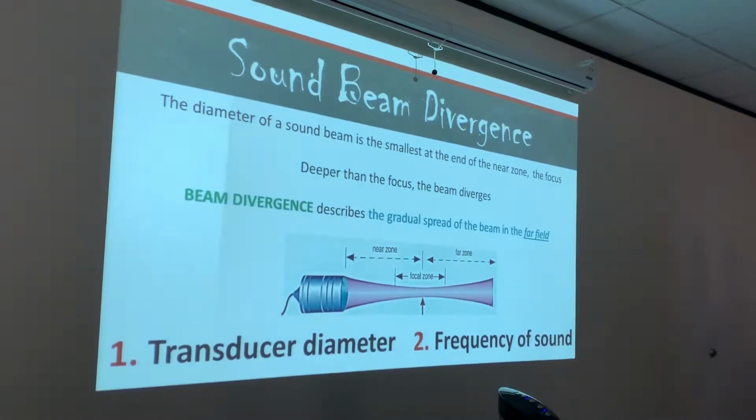The diameter of the sound beam is the smallest at the end of the near zone. What's that also known as? The end of the near zone is the focus, also known as the focal point. That's also the beginning of the Fraunhofer zone, the beginning of the far zone. Deeper than the focus, the beam diverges or spreads.